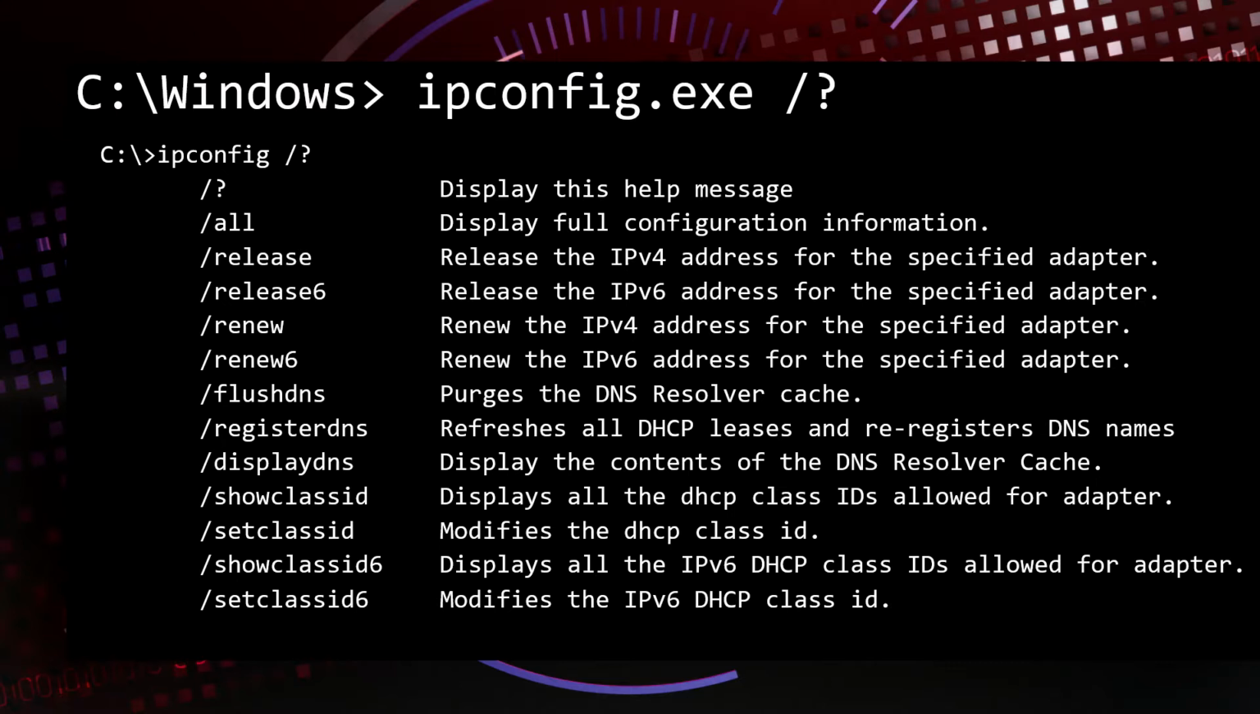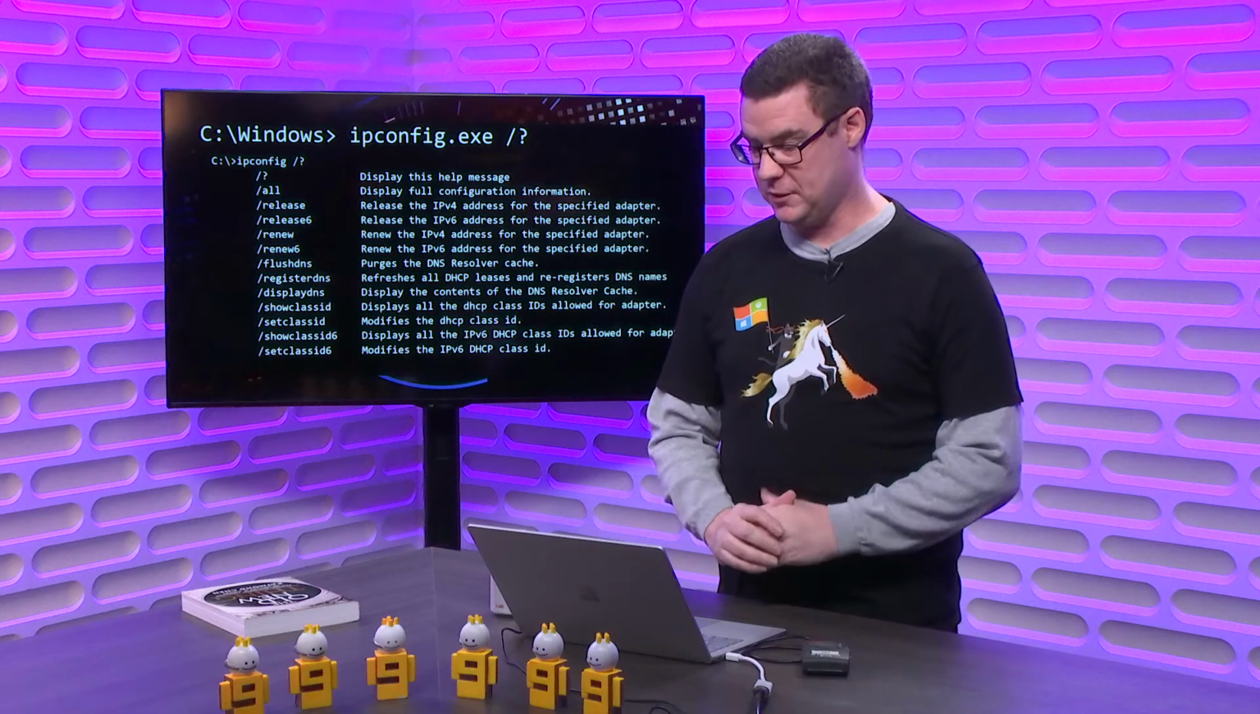There's /release and /release6, /renew and /renew6, /flushdns, /registerdns and /displaydns, which are not as common. And then the last 4 I've never used in my life. It's been a long time since I've used those last ones, but there is a fair feature.